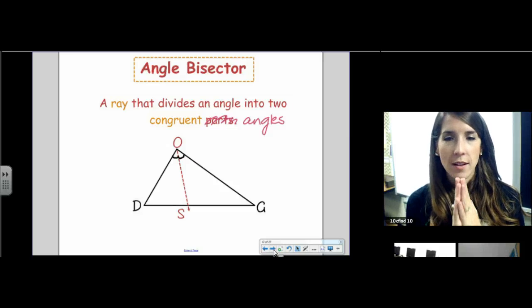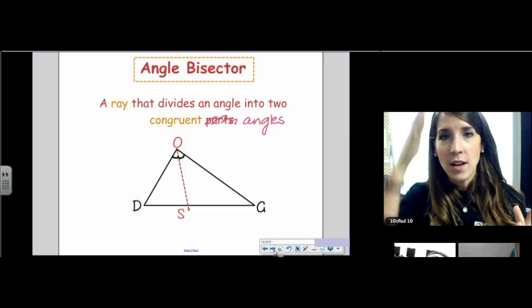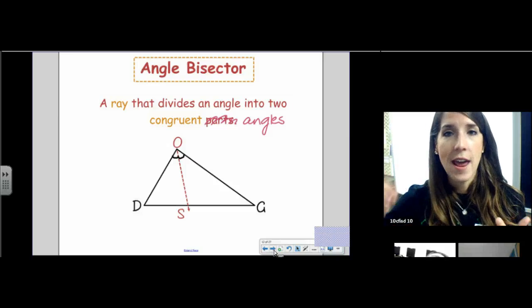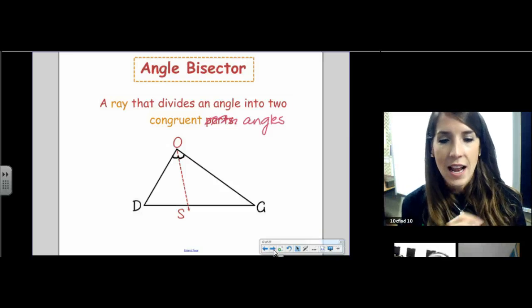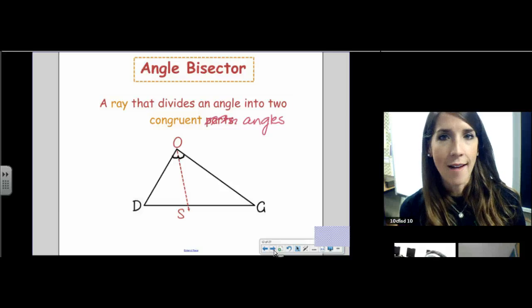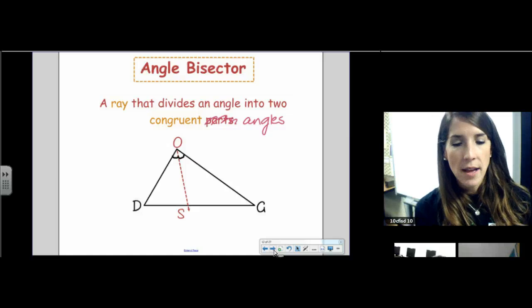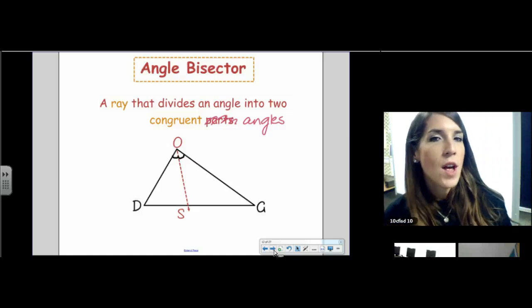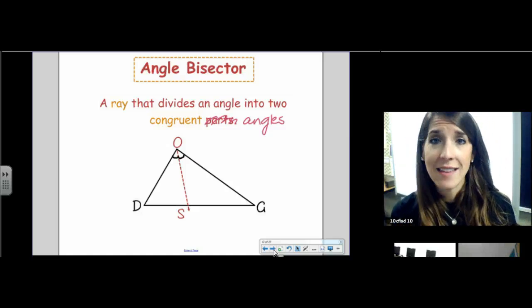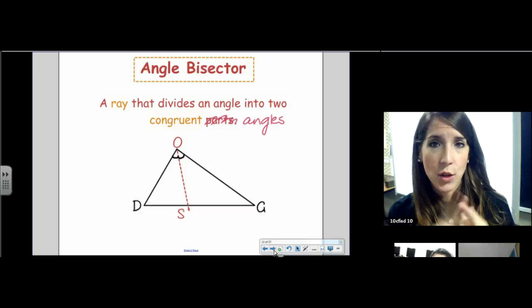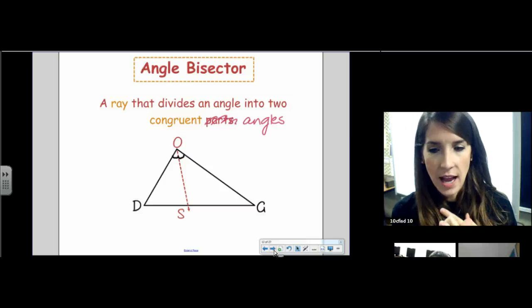You find an angle that you want to bisect, you draw a ray, and it's going to cut the angle in half. What I want to stress is that it doesn't necessarily cut the side in half. People get confused and they think that S is the midpoint of DG. But just because it cuts the angle in half does not mean it cuts anything else in half. It doesn't cut the triangle in half, and it doesn't cut the side in half.